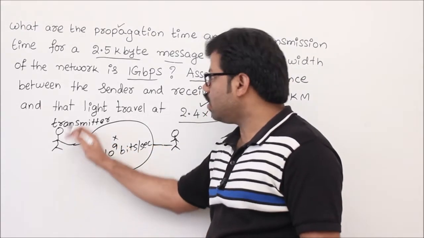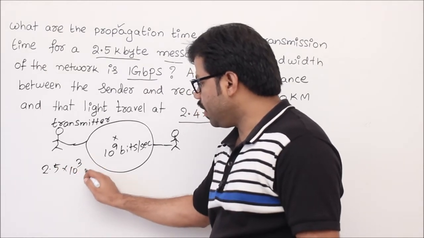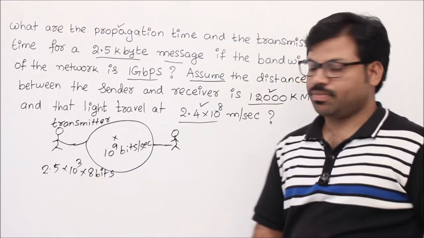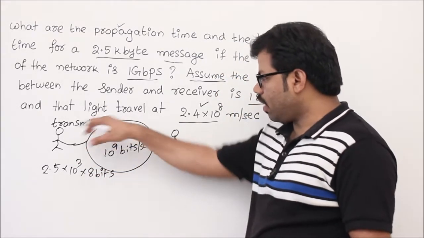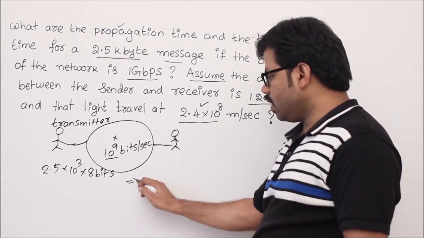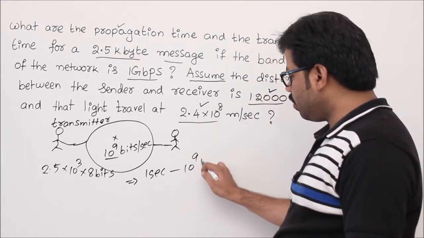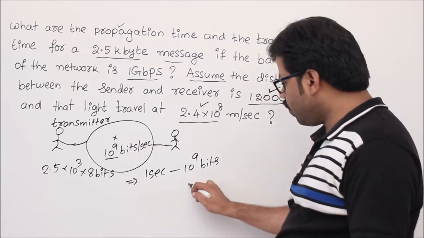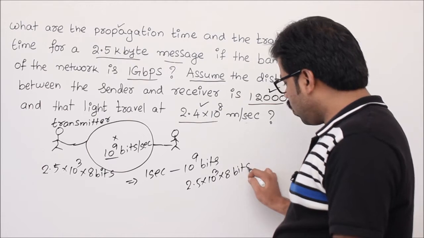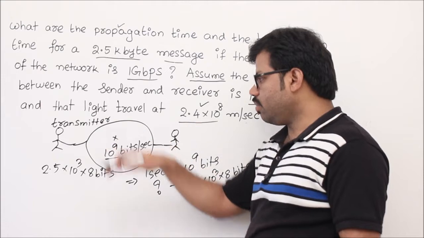Transmission is nothing but all that message, 2.5 kilobytes, that is 2.5 into 10 cube bytes. A byte means 8 bits. I am converting everything into bits so that calculations will be easy. So these many bits we have to put on the network. To do that, with this bandwidth, what happens we'll see. What does this bandwidth say? Within 1 second it can take 10 power 9 bits. But how many bits do you have? 2.5 into 10 to the power of 3 into 8 bits. Then how long will the transmitter take to inject the message, right?